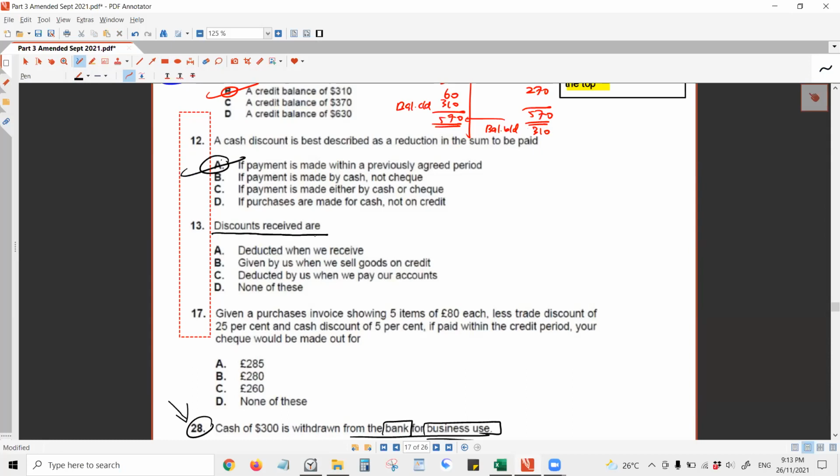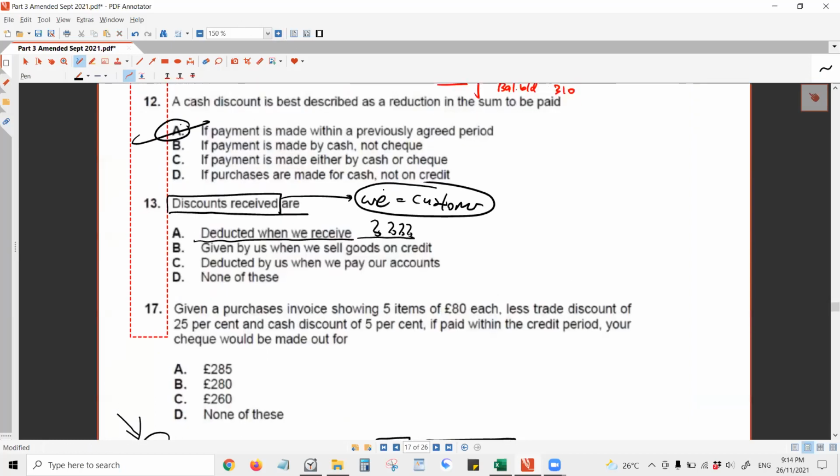Okay, 13 is looking a bit tricky. Discount received, when you use this term, it means that we are the customer, right? Honestly speaking, the A is incomplete. Deducted when we receive what? It's one of the flaws of the question. There's something wrong with the question. The A looks incomplete, the sentence. But let's look at the rest. In the exam, you should decide which is the answer, right? Therefore, you must still choose an answer.